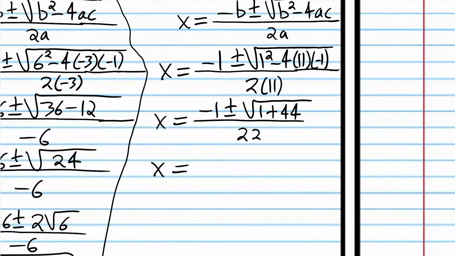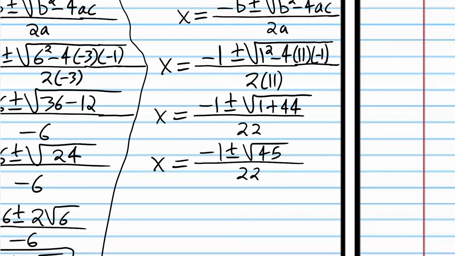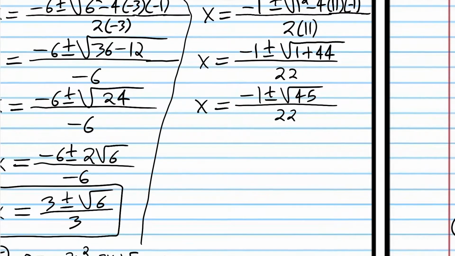And so now we have -1 plus or minus root 45 over 22. And just like we did in the other problems, you can pull out a perfect square out of that root 45. That's 9 times 5. 9 is a perfect square. It comes out as a 3, and you're left with the 5 in the root.